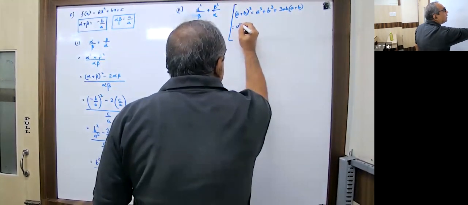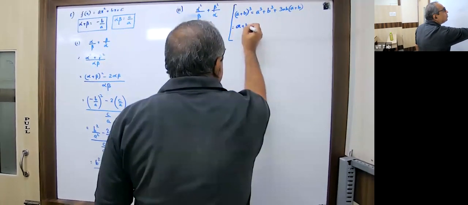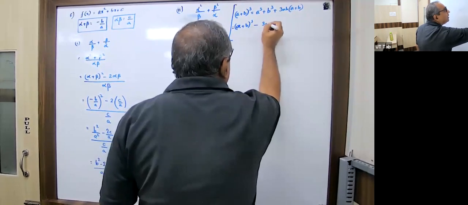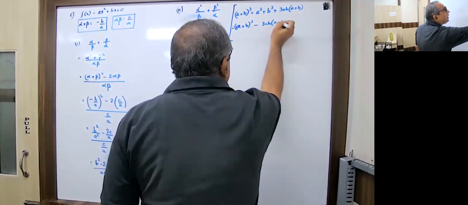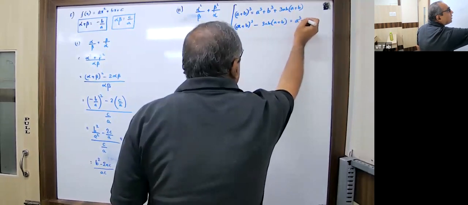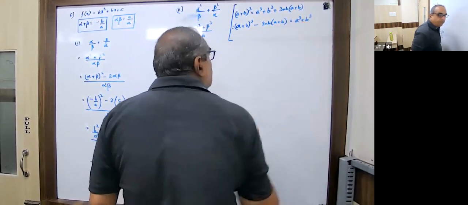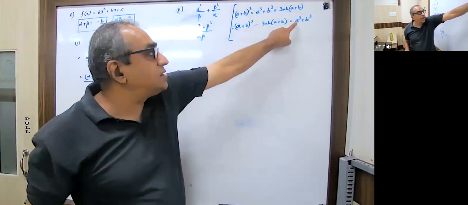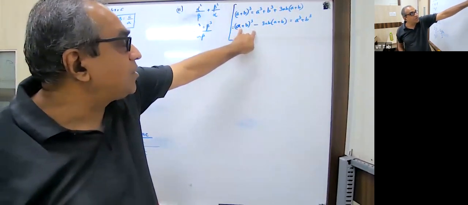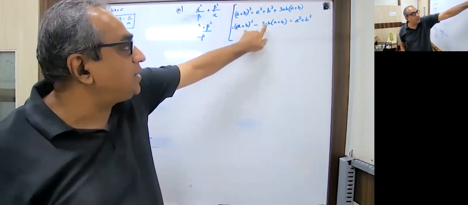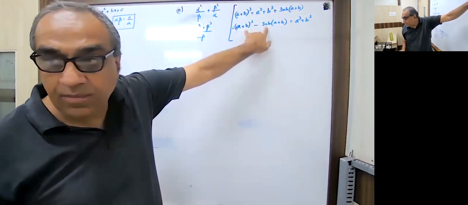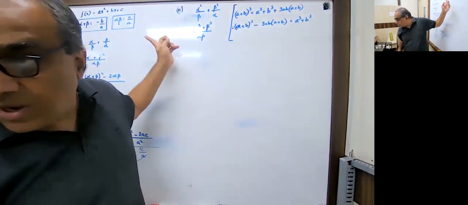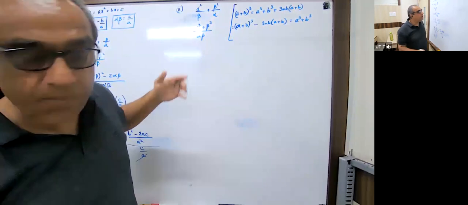Therefore, (a + b) the whole cube minus 3ab into (a + b) will give me a cube plus b cube. I have written this in terms of this because I know the value of a plus b and I know the value of ab. जो मुझे मालूम है उसको ही मैं यूज कर सकता.